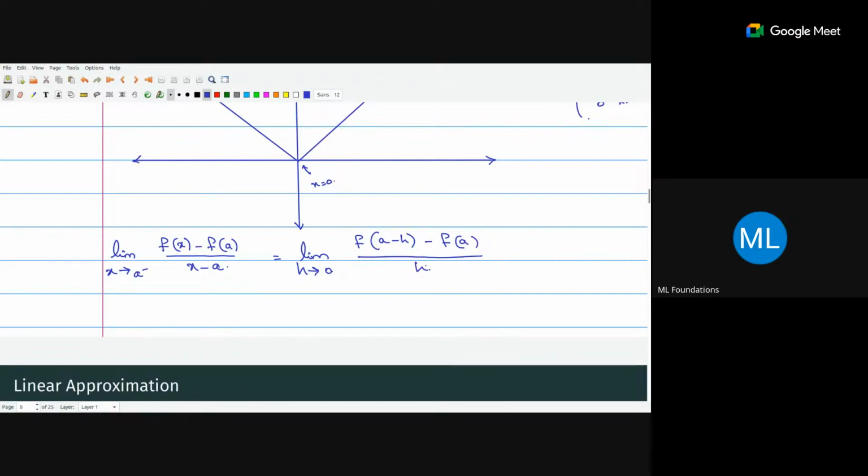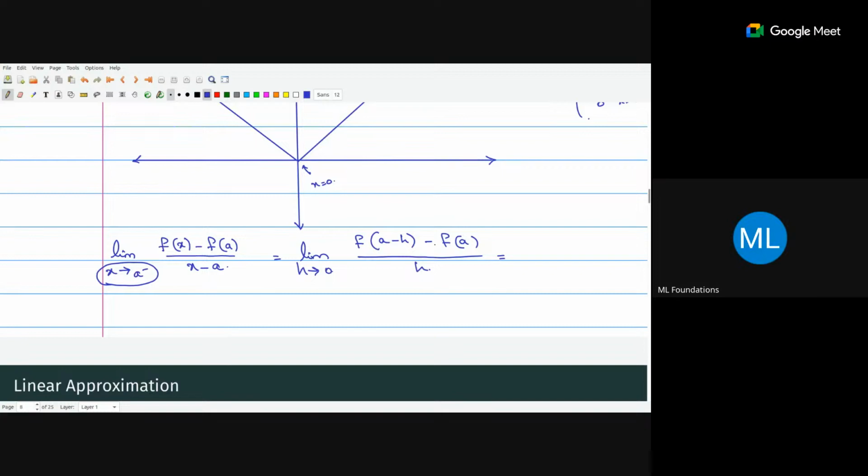Again the same thing. Even if I say x is approaching a minus, or if I say the difference between those two is coming closer and closer to 0, both are the same. Agreed? Yes, sir, got it.